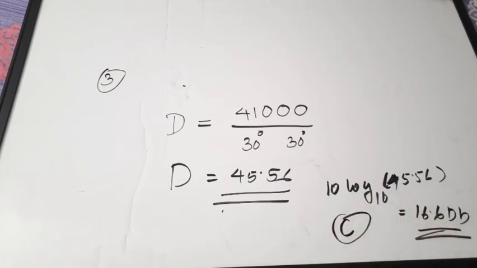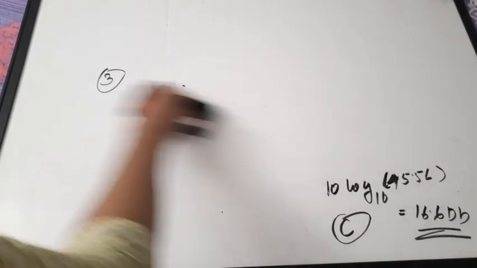In antennas, a lot of times the value you get won't be the final result, because sometimes the options will be in dB, or sometimes you have to convert dB back to the ratio. This is very common in the antenna subject, and you have to take care of it while doing the numericals. So the third question, correct answer is option C. Moving on to the fourth question.